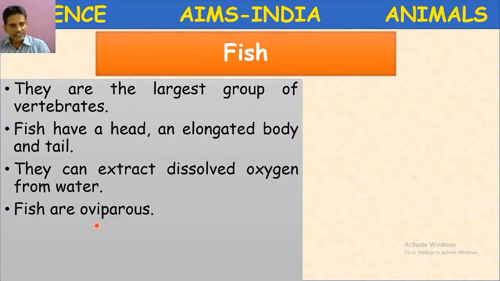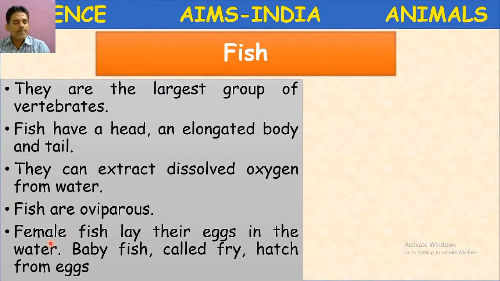Fish are oviparous. Oviparous means they lay eggs. They reproduce by laying eggs. Female fish lay their eggs in the water. The baby fish called fry hatch from eggs. Okay, here also the parental care is less. The female fish lay the eggs, the baby fish come out, and they are called fry by hatching from the eggs.